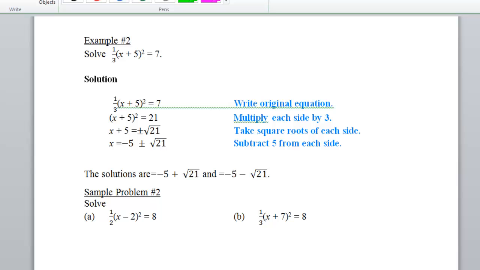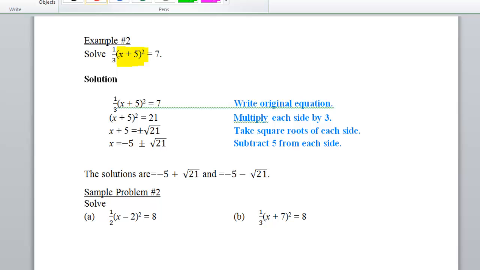For our next example, we have a little bit of a different setup here. In the previous example, we had an x value or an x variable that was being squared directly. You can see in this particular example that we don't have the x value being squared directly. We actually have an entire binomial, x plus 5, that's being squared.